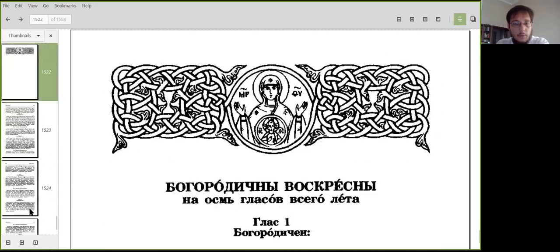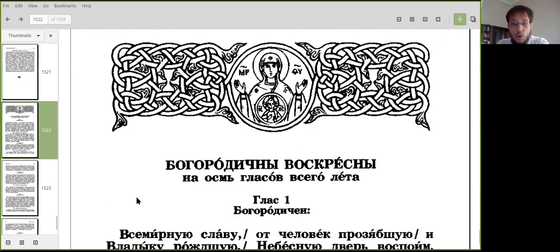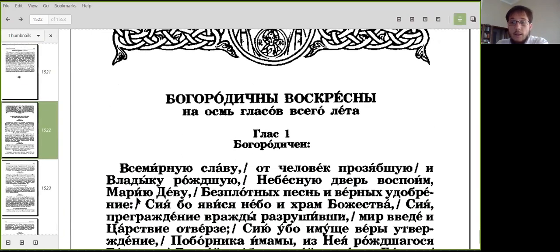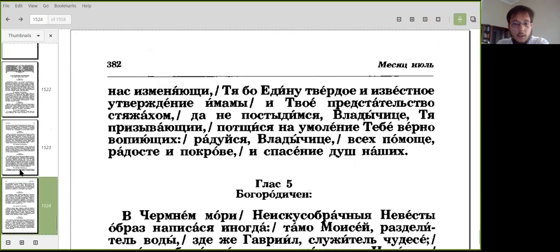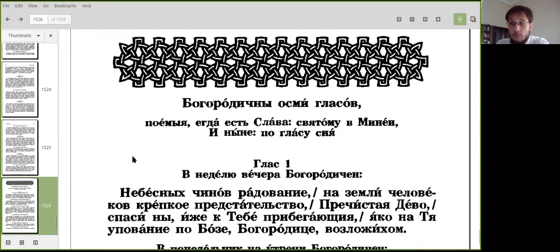Okay, here we go. Here is Appendix 1. This contains the resurrectional Theotokia. This is not what you need. Next is Appendix 2. This is what we need right now. The Theotokia and the aposticha that are sung whenever there is glory for a saint in the Menaion, both now and ever, in the tone. So you go into Appendix 2.